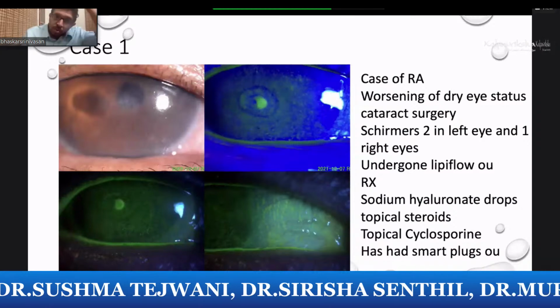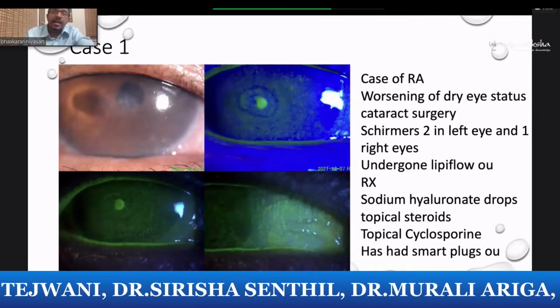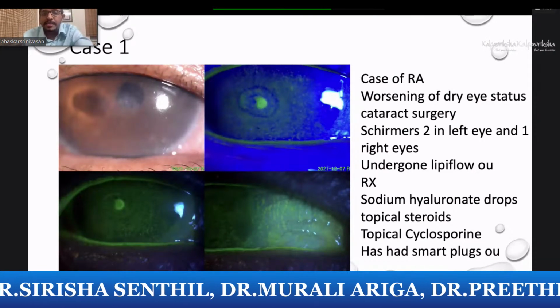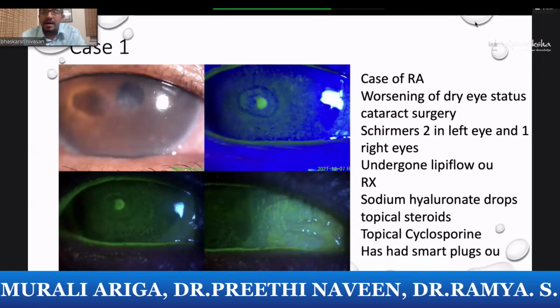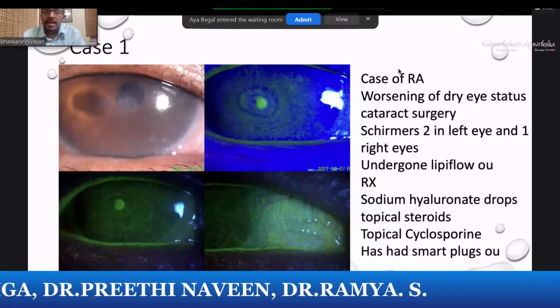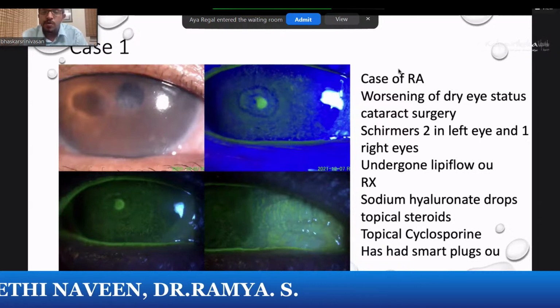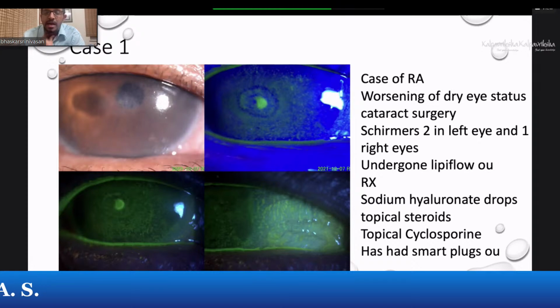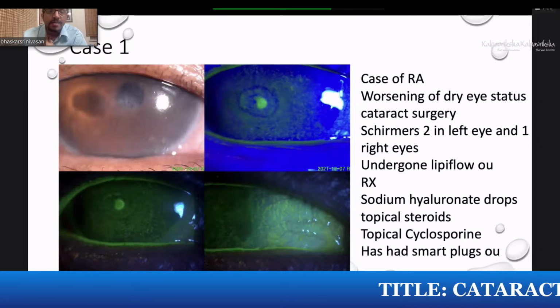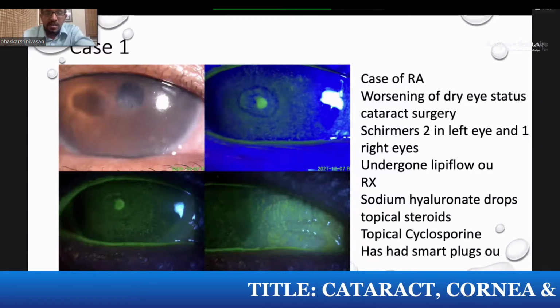So let's go through certain cases. This was a patient who had RA and underwent a cataract surgery elsewhere. Post-cataract surgery, the patient had a worsening of the dry eye and underwent LipiFlow. She was on sodium hyaluronate-based drops and topical cyclosporin. She had smart plugs, but in spite of that, the surface was significantly damaged in both the eyes.